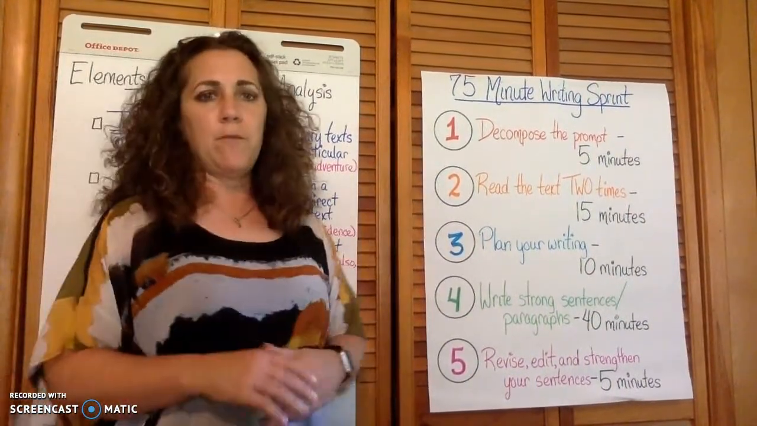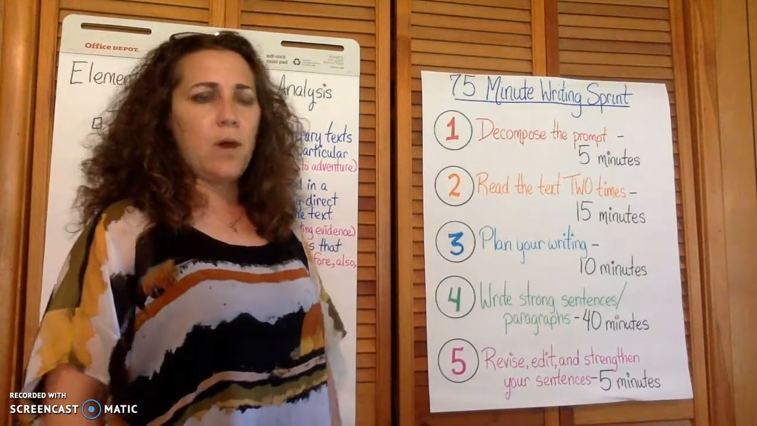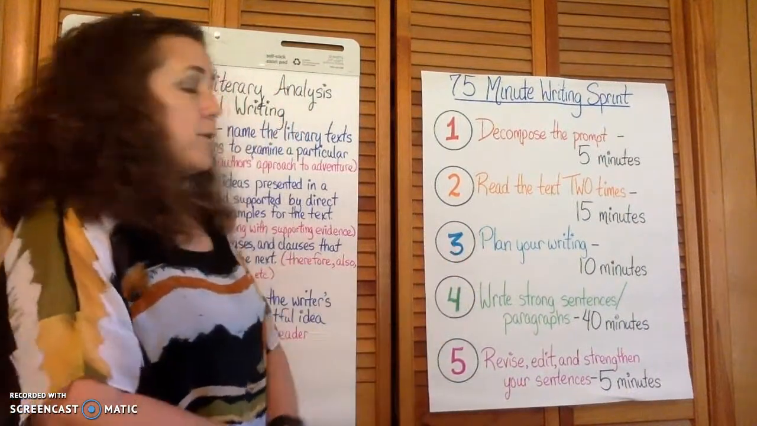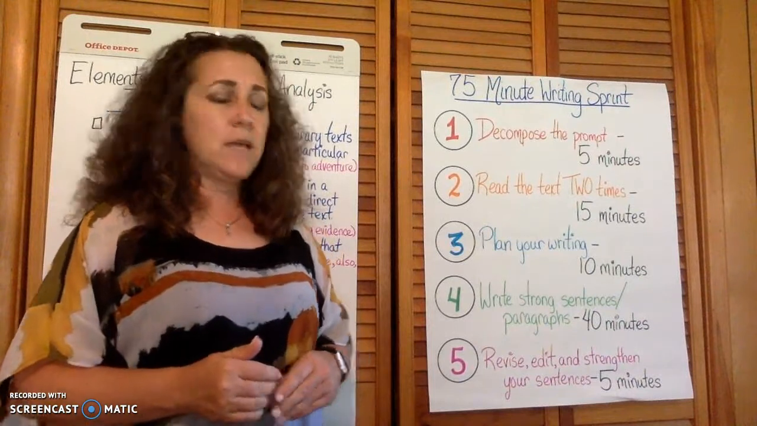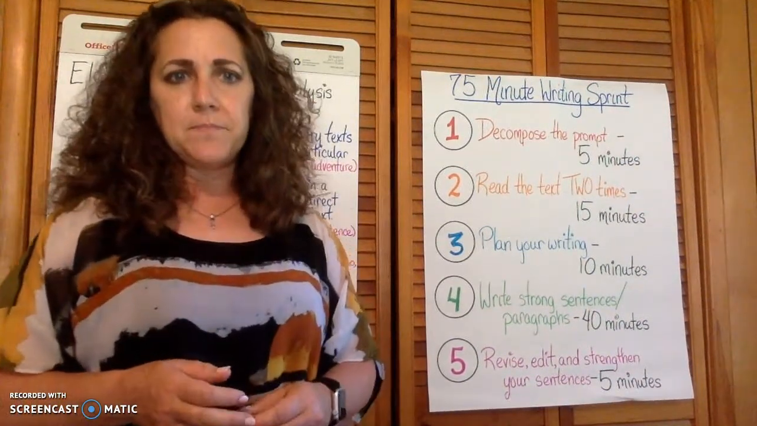Within the 75-minute writing sprint, you have 5 steps. Step 1 is to decompose the prompt. Step 2, read the text twice. Step 3, plan your writing. Step 4, you're going to write strong sentences and paragraphs. And step 5, revise, edit, and strengthen your sentences.